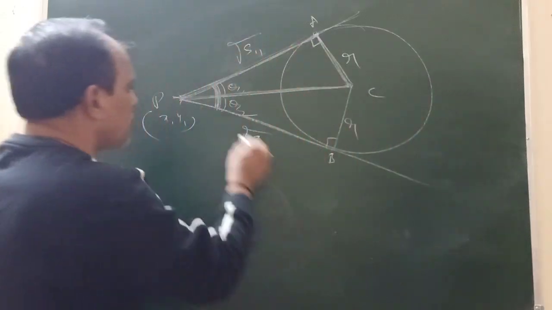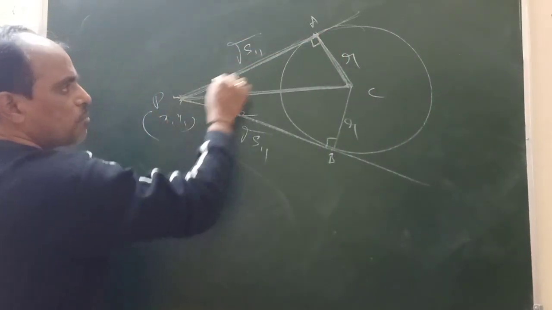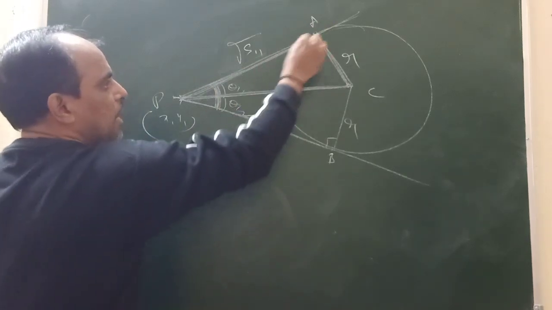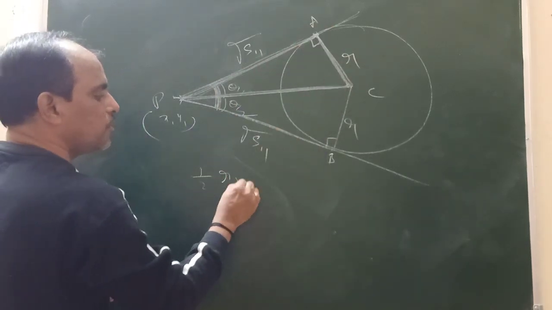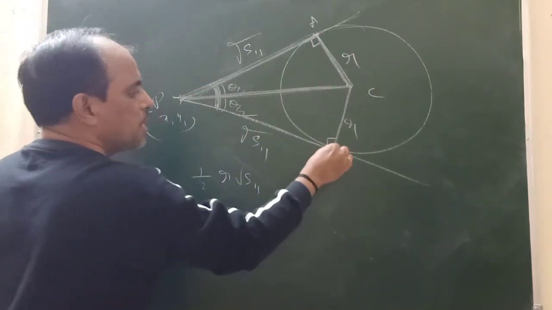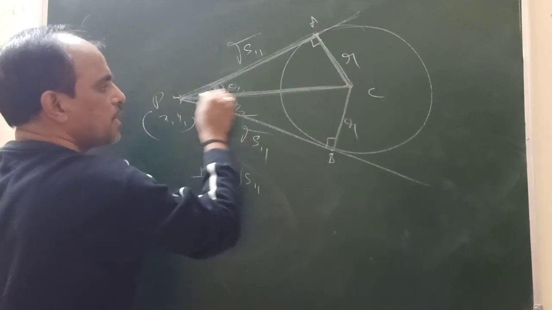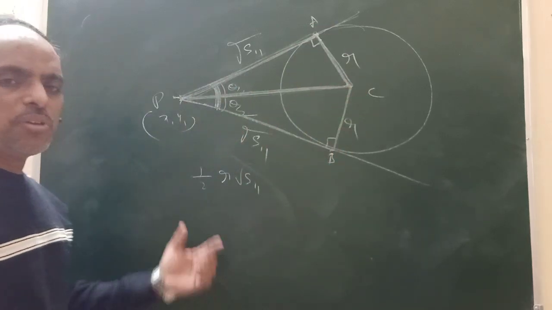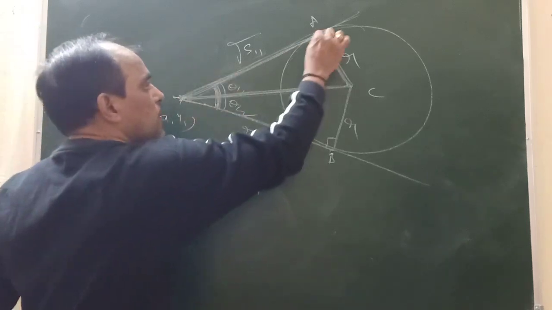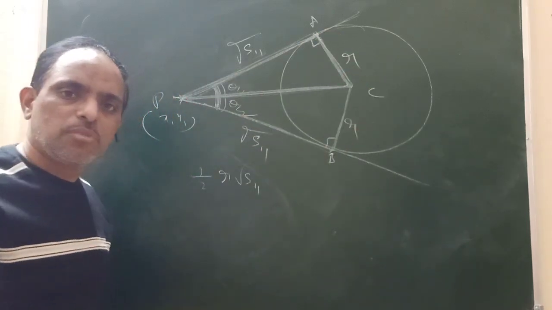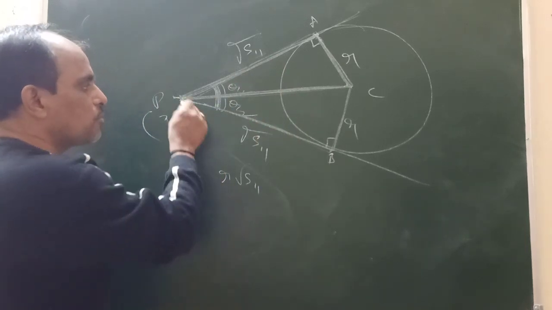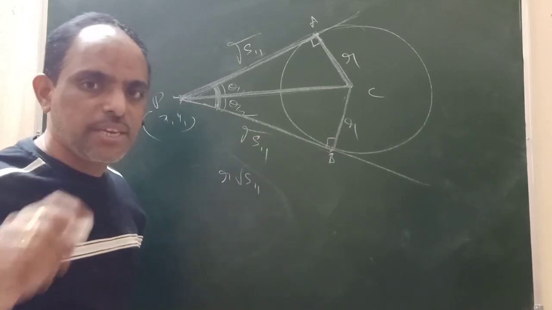Now you take one triangle, this triangle. What about the triangle's area? Half base into height. This is the base and this one is height. So half into r into root S11. This is the area of the triangle. The same area will be here also. So area of triangle PAC is equal to area of triangle PCD, that is half into r into root S11. So what about the entire quadrilateral area? This is 2 times the area of this one. So r root S11 is the area of the quadrilateral PAC.